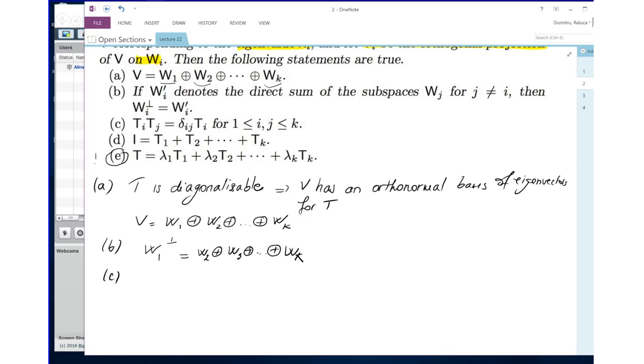Let's start with part C. So Ti applied to some element x in V. Well, x being an element in V can be written according to that direct sum as x1 plus x2 plus up to xk, each of them belonging to the corresponding Wi.